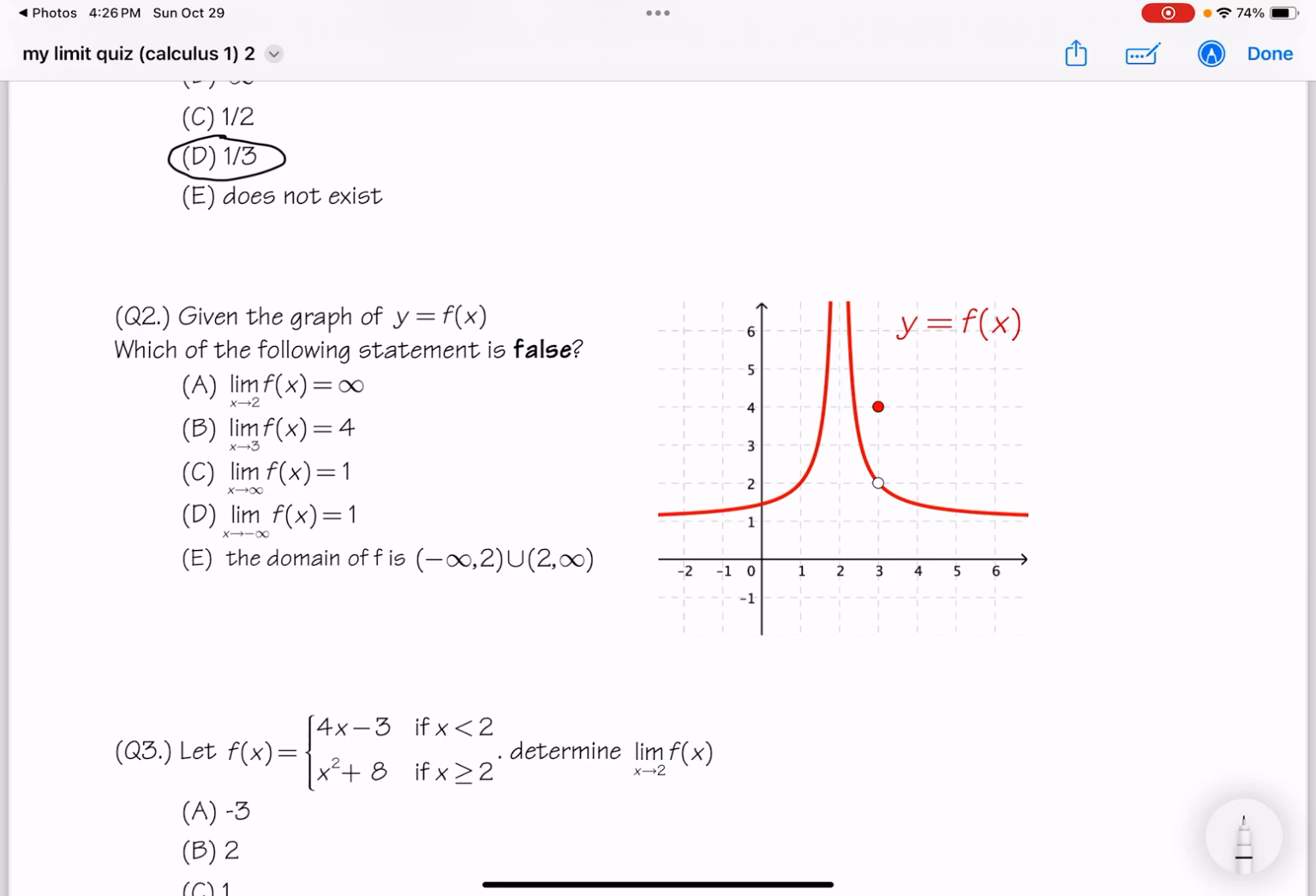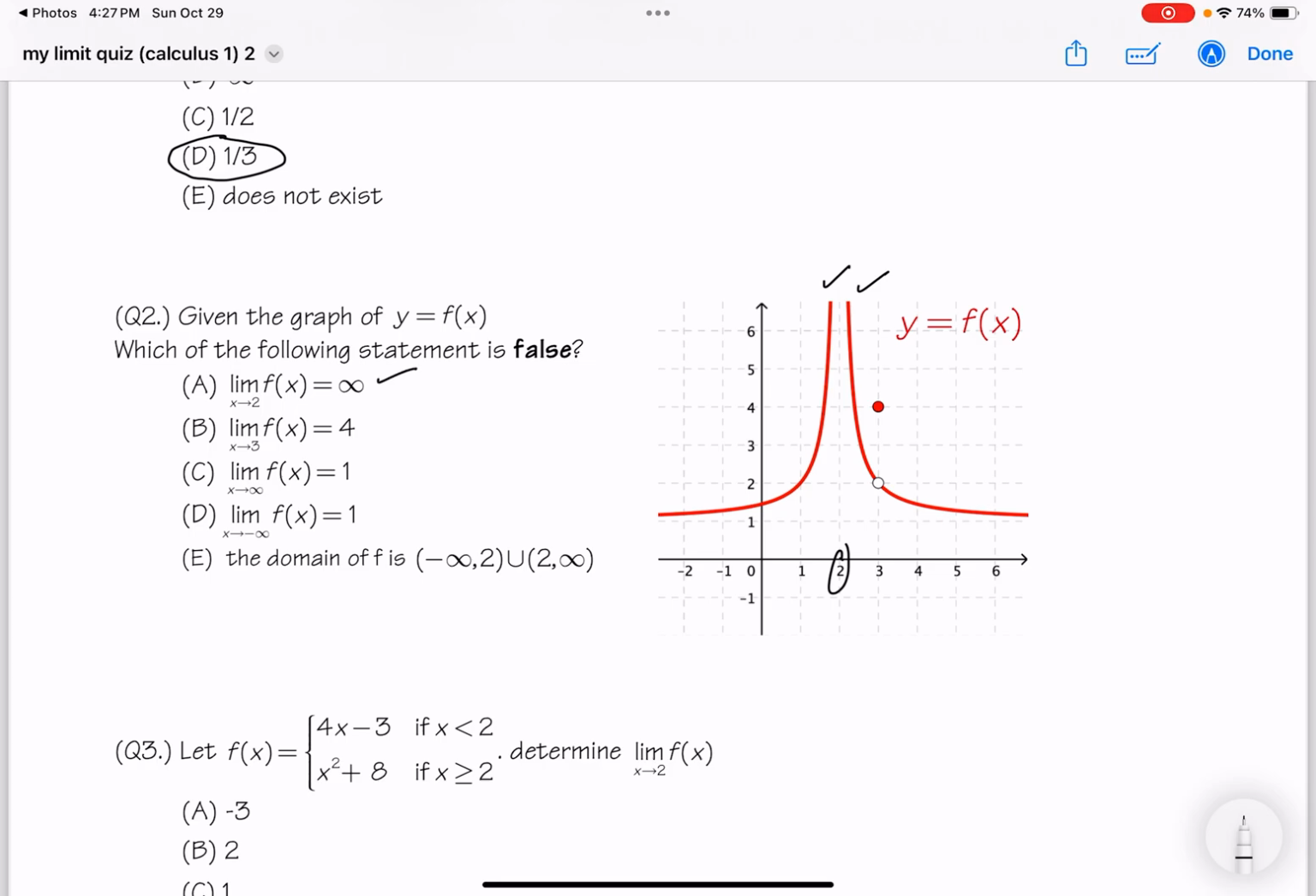The next one says, given the graph, which of the following statements is false? Well, let's take a look at the first one. The limit as x approaches 2. I'm noticing this is 2 over here, and from the right of 2 and from the left of 2, it's going to infinity. So this one's correct, all right?